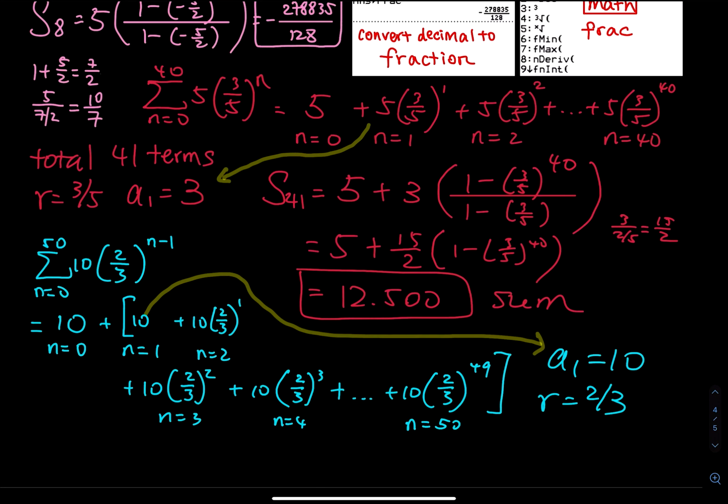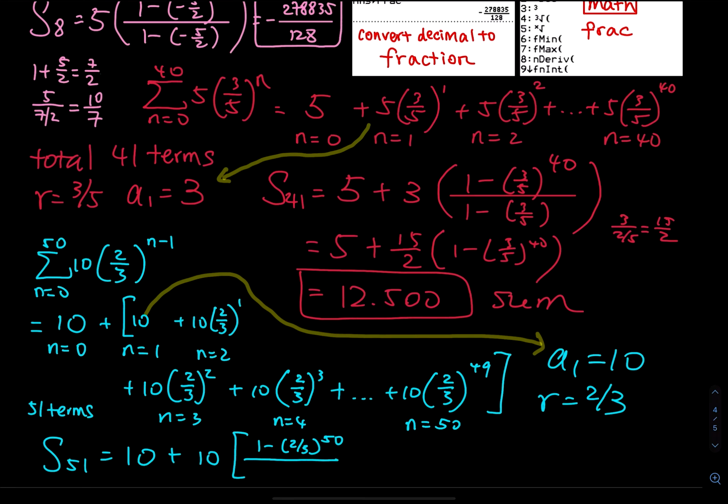And then the sum, 51 terms. So we have 51 terms. We have the n equals to 0, and then the rest of the 50. So S of 51 is equals to, we bring the 10 over, and then we have a1. So a1 is 10. And then we multiply 1 minus 2 over 3 to the 50 power, and then 1 minus 2 over 3. And then using the technique I taught over there, you should be able to get the sum.